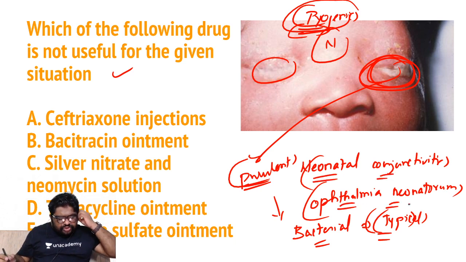Can you tell me the most common organisms capable of causing ophthalmia neonatorum? Give me two examples of ophthalmia neonatorum.